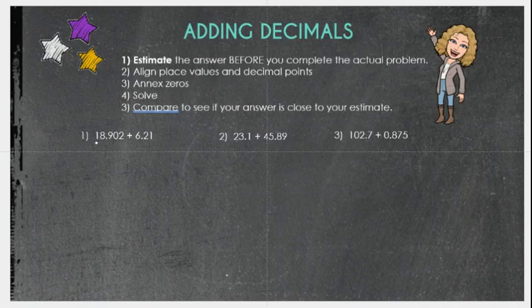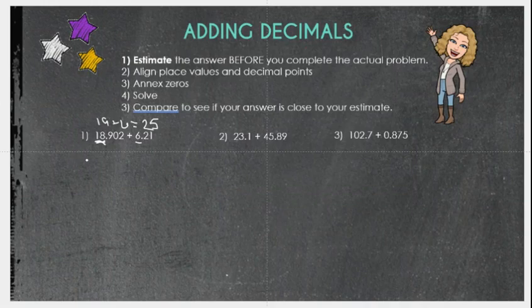And again, students can just go with that initial 18 plus 6, or if they notice that it's close to 19, they could do 19 plus 6. And that gives us about 25. So we know the answer should be somewhere near 25.